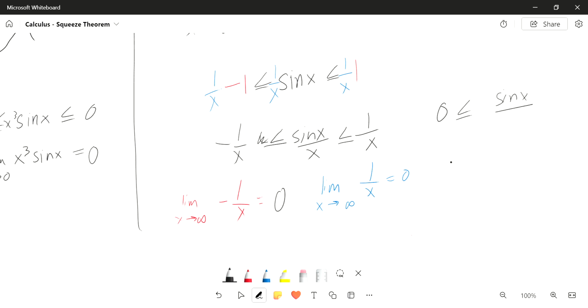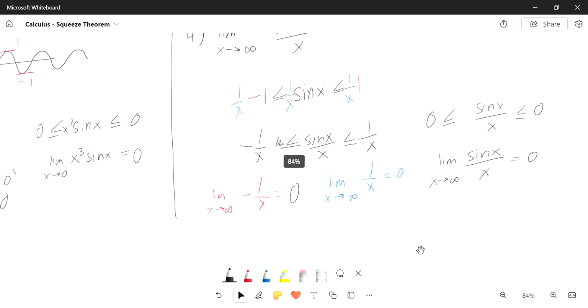So you have 0 is less than or equal to sine x over x, which is also less than or equal to 0. So your limit of sine x over x as x approaches infinity would also be equal to 0.